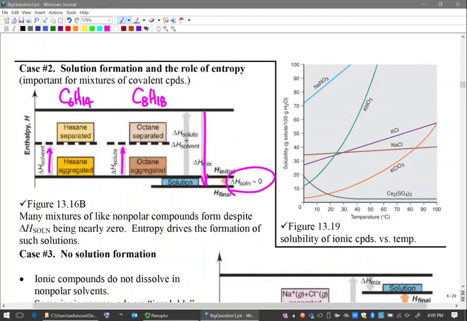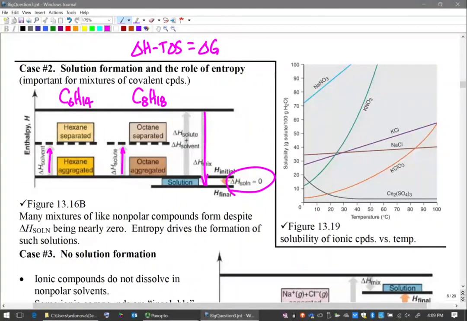Why does the solution form then? Why would that mixture form? If the enthalpy of solution is 0, it's not enthalpy. It's got to be the entropy, right? If you have delta H minus T delta S and delta H is 0 and you need the grand total to be negative, then your delta S has got to be the positive part. And we know it is, right?